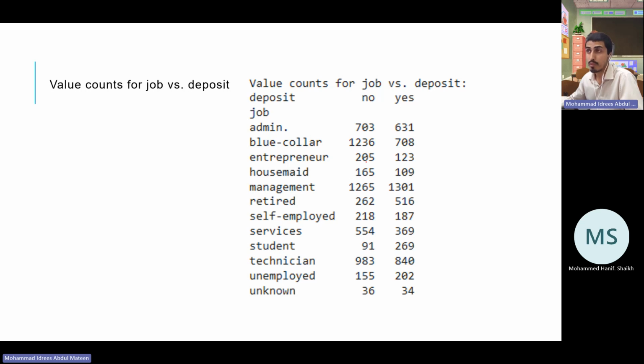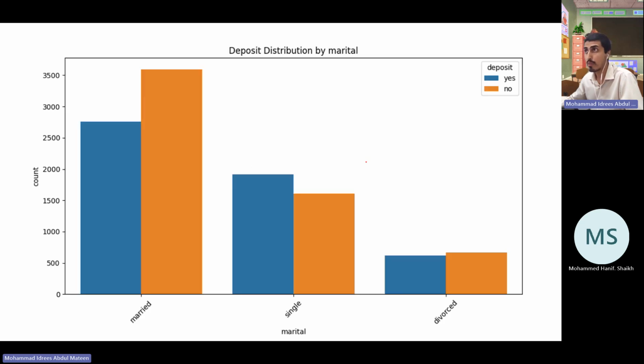Value counts for job versus deposits. Who are the depositors and who are not the depositors, like who is the customer and who is not the customer. Deposit distribution by marital status: who are married, most of them are not part of our customer base. That's very interesting. So we can see why most of the people are not being converted as our customers.